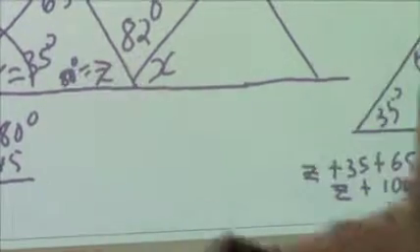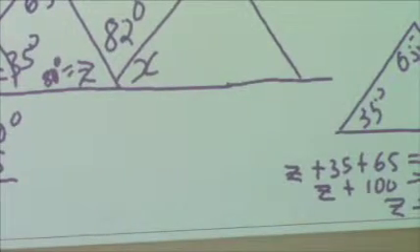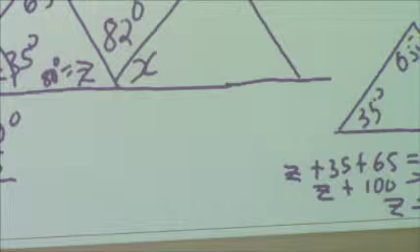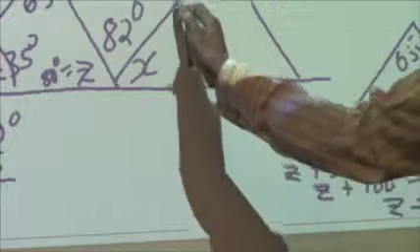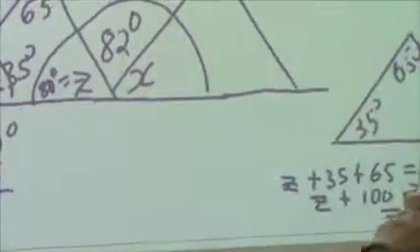So angle Z here is going to be 80 degrees. Now that I know that Z is 80 degrees, how can I find angle X? There are two different ways in which I can find angle X. One way is to look at the fact that right here, these angles lie on a straight line.